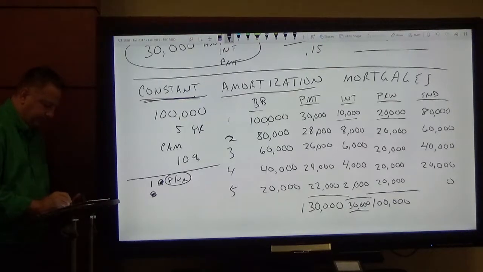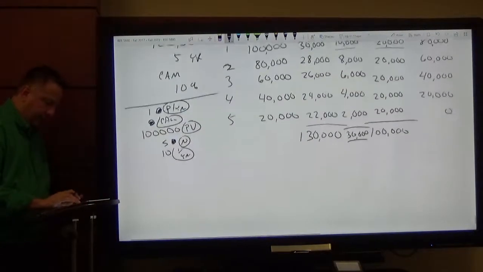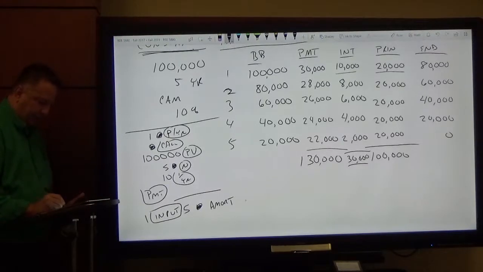I got higher interest. No, it's not as good. That's why I wanted you to calculate. Okay, so you put in 100,000, 5 years, 10%. Start out, calculate the payment. And one input, 5, shift, amortize, equal. Okay, let's see what we get.